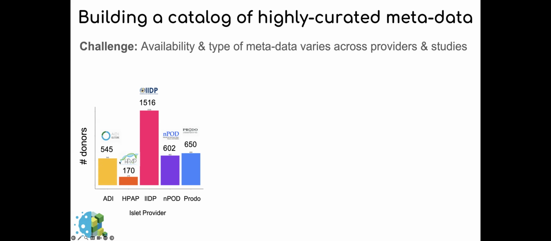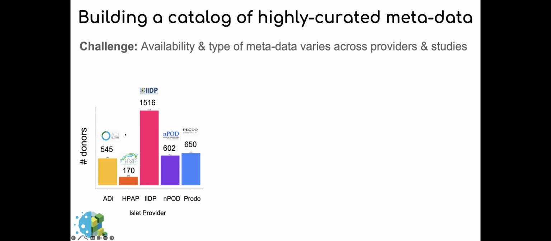So you will also notice here that each of them have very different numbers of islets and donors that are provided. The ADI dataset has just shy of 550 donors at the moment. The HPAP resource, which has very deep phenotyping, has around 170. But perhaps surprising to many is the sheer number of islets that have been distributed by the IIDP, which are just over 1,500. There are also other really valuable resources such as nPOD that provides tissue for type 1 diabetes, and they have around 600 donors. And of course, Prodo that provides islets as a commercial entity for research.